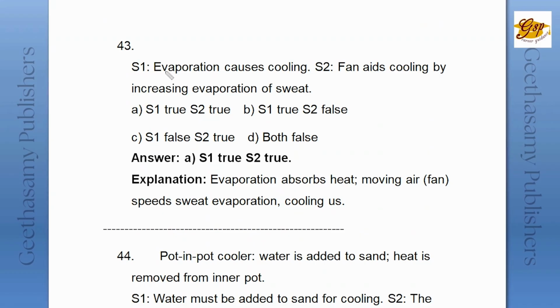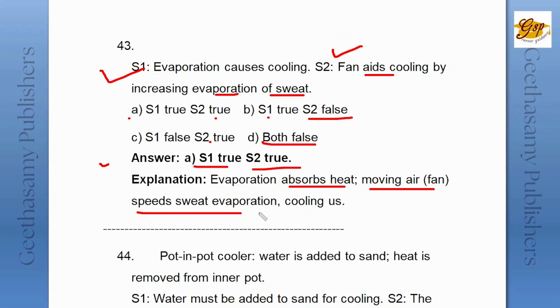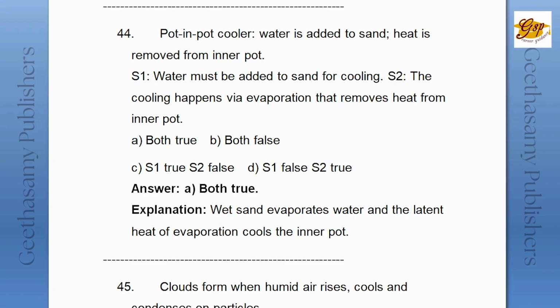43rd question, statement 1, evaporation causes cooling. Statement 2, a fan aids cooling by increasing evaporation of sweat. So A, S1 true, S2 true. S1 true, S2 false; S1 false, S2 true; and both are false. The correct answer is S1 true, S2 true, that both statements are true. Evaporation absorbs heat, and moving air from a fan spreads sweat evaporation, cooling us. Right?